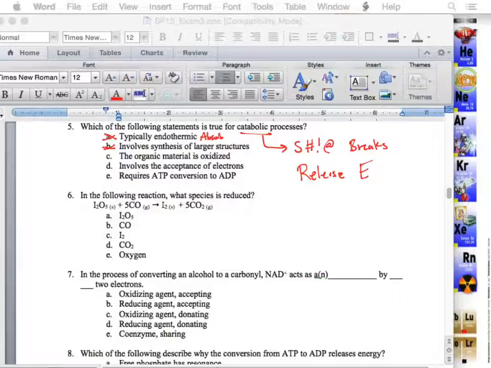Involves the acceptance of electrons. Also a nasty question, so I'd be a little bit more careful on what that's saying. Acceptance of electrons is gaining electrons. That's reduced. So answer C and D are counter to each other. And E requires ATP conversion to ADP. No, so that one's wrong as well. So we're now up in that oxidized versus reduced. In our catabolic process, we're tearing things down. Usually oxidizing things, right? So we're taking an electron, giving it to something else like NAD, breaking something in the process.